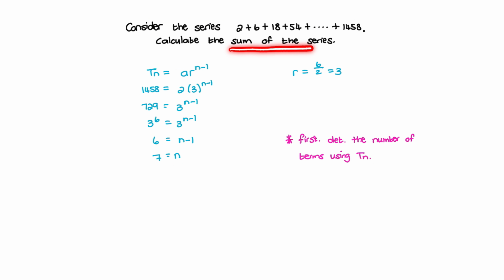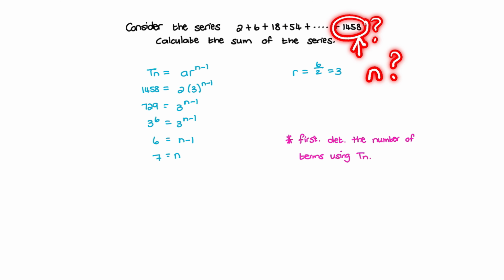Now, before we can find the sum of the series or the Sn value, we need to find how many terms are in this sequence. So we know the last term is equal to 1458, but we don't know how many terms are in that pattern.